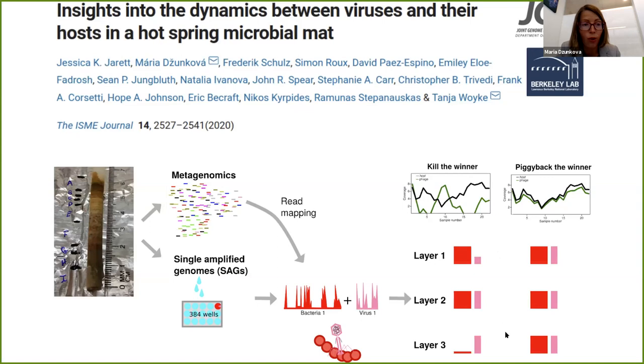The viruses were present only in those layers in which their hosts were present, which suggests low diffusion of viral particles across the layers. We believe that in order to be successful as a phage in this microbial mat, the phages need to piggyback the winner, which means they rather have a peaceful relationship with their host. I would like to discuss with you during the breakout session which relationship you probably observe in your favorite environment.